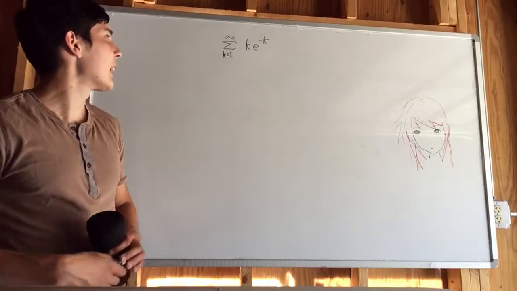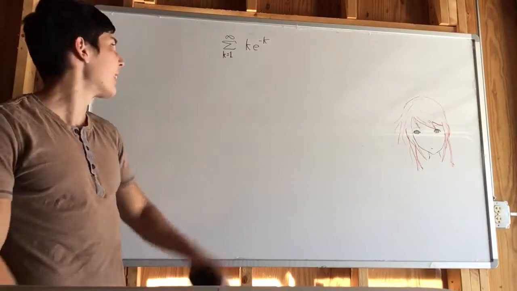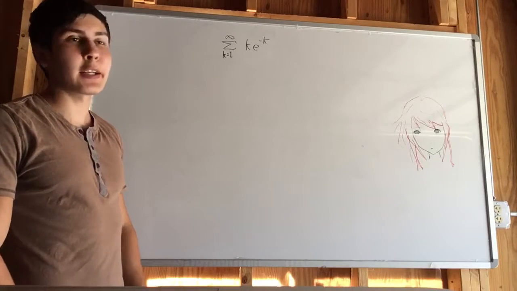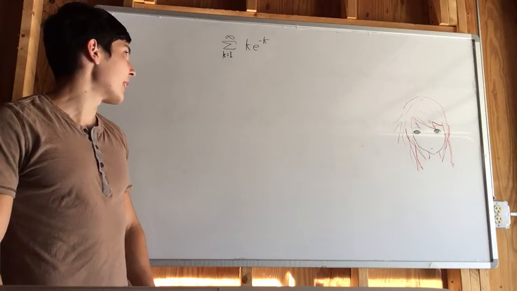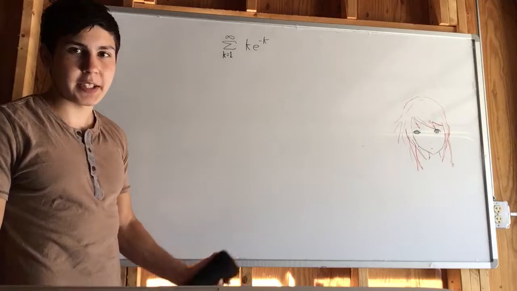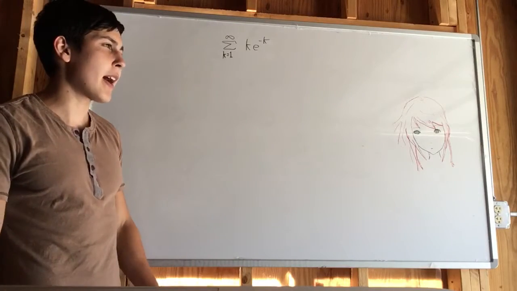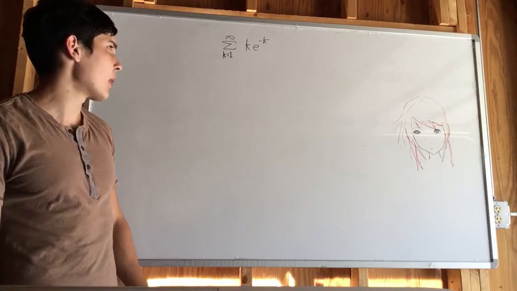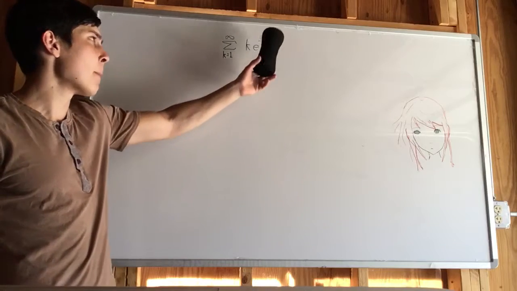Okay, we have a series. This one has a product in there, k times e to the negative k. So we're going to do the integral test because this is monotonic decreasing and because we don't have negative terms in there. No matter what we plug in, we're going from 1 to infinity.